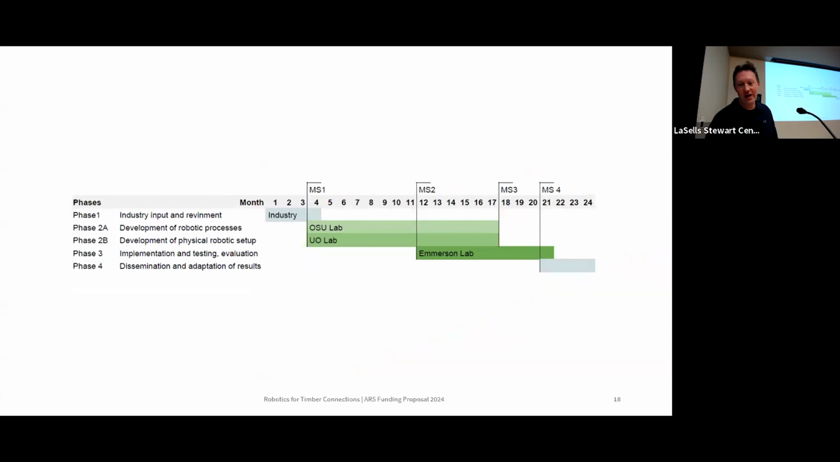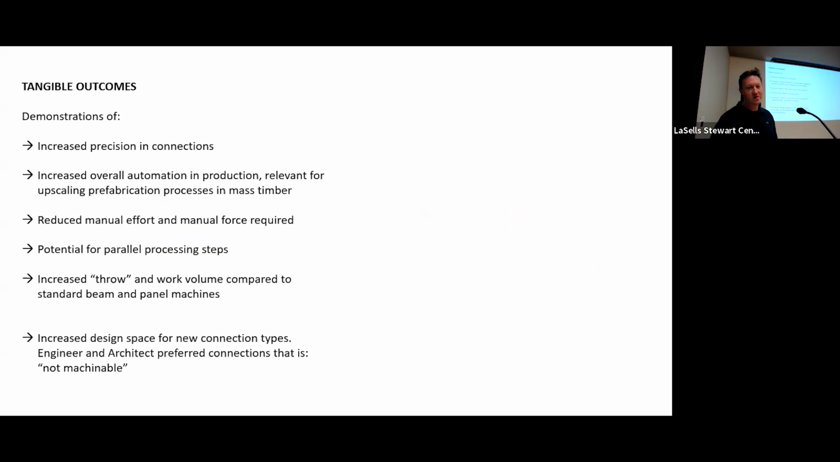We're going to do this over 2.5 years, first in OSU and UO labs, and then we'll transition it to Emerson, and then hopefully we'll also be able to transition at least part of it into a real factory setting. Some of the tangible outcomes: we not only want to increase the precision, speed and automation, but for me as an architect, designer and engineer, what's really interesting is the next step. If the robots can do this, then there are probably types of connections that right now we hear, as architects or engineers, are not machinable or not fabricatable. I hear that all the time. It's such a common thing that we might be able to widen out what we can use.